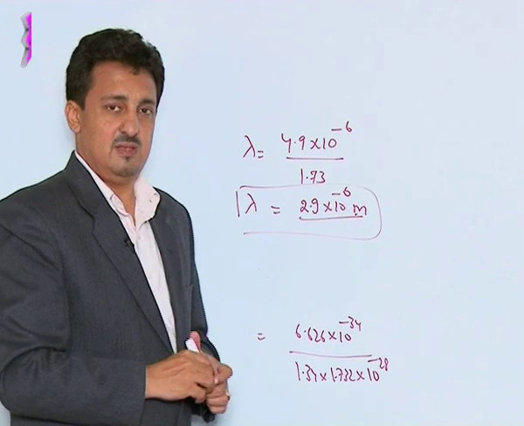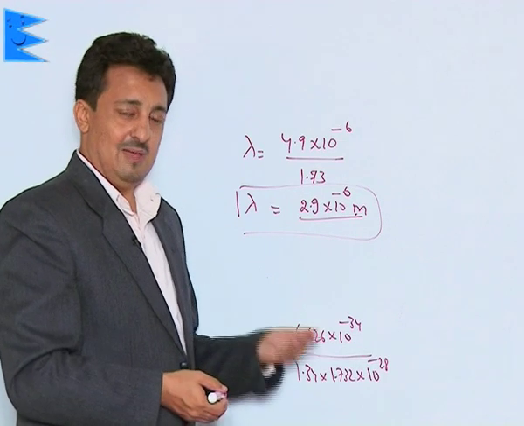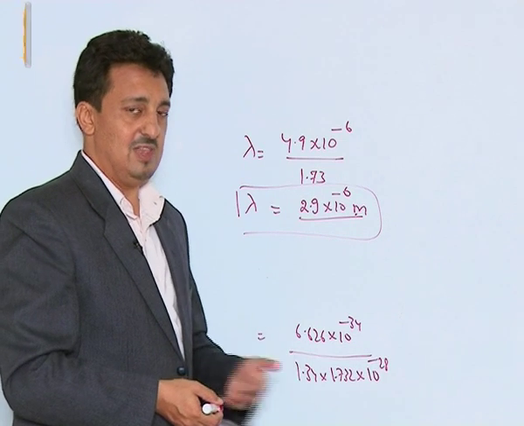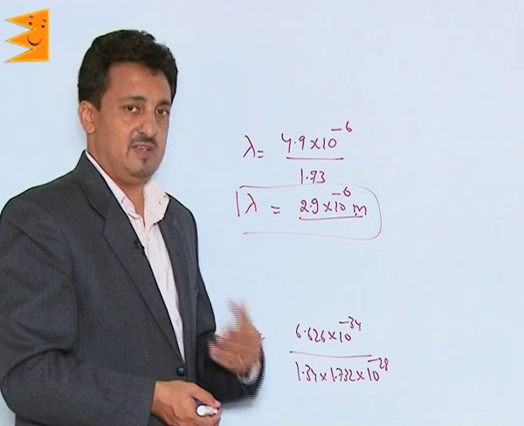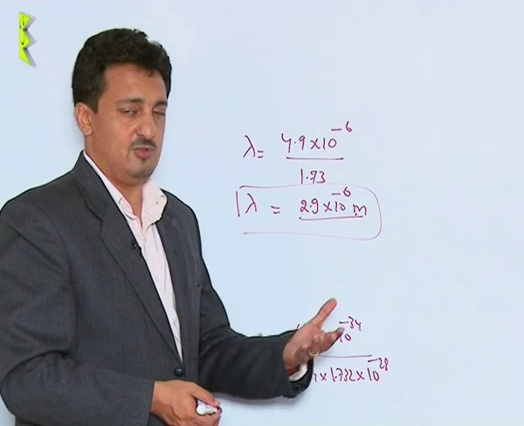So this is how we can easily find out the lambda, the wavelength associated with any particle which is having a certain fixed kinetic energy which is given to you in the numerical.